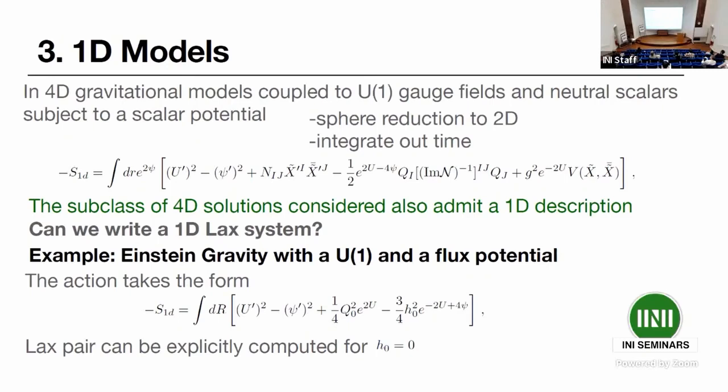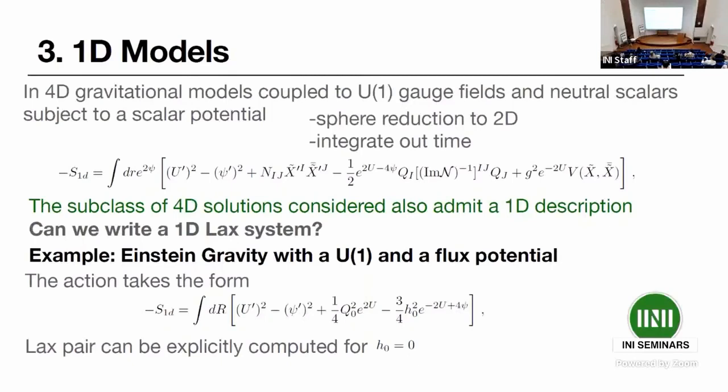So these four-dimensional gravitational models that we were considering seem to have a close relation with one dimension, basically everything dependent on the radial coordinate. And then one can think that basically these 4D models coupled to U1 gauge fields, neutral scalars, subject to a scalar flux potential, can be viewed now as a one-dimensional model. And the approach is now to take the sphere reductions to 2 dimensions, and then we integrate over time.